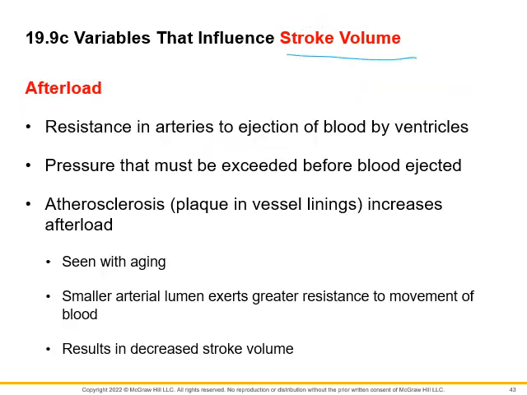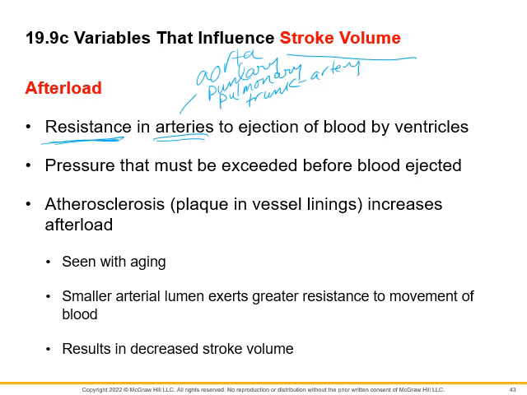The other thing that can affect stroke volume that's a little hard for us to think about is something called afterload. This is the resistance in the arteries. When I say artery, hopefully we're thinking aorta and pulmonary trunk. I know sometimes they just call it pulmonary artery. It's fine. I learned pulmonary trunk and right and left pulmonary artery, so either way is fine. But it's the resistance in these arteries to the ejection of blood by the ventricles.